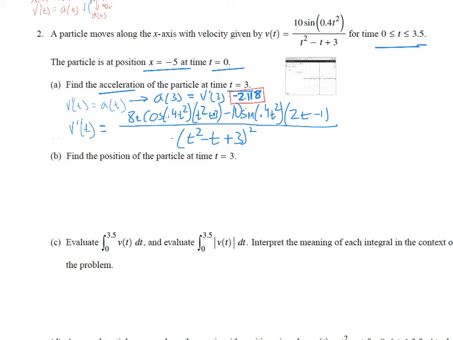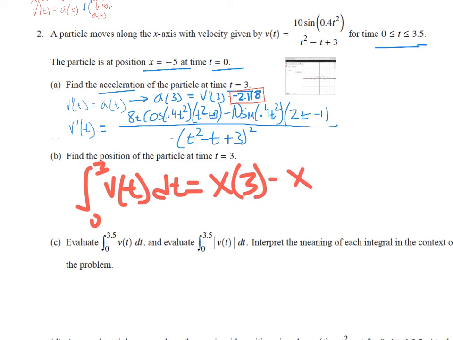Find the position of the particle at time t equals 3. Well, position is an integral, and so we know that the integral from time 0 to 3 of v of t dt is going to be x of 3 minus x of 0. That's just using the fundamental theorem of calculus. Writing that out actually is probably a point there. We're looking for this. We don't know x of 3, but we do know x of 0. This is negative 5. So this is x of 3 minus negative 5, or plus 5.